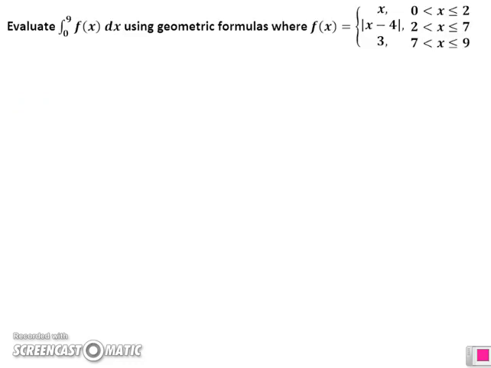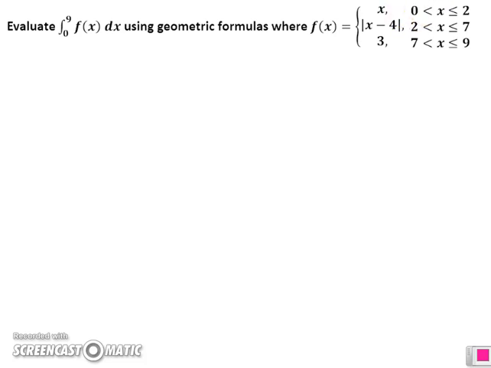Okay, let's do a piecewise function. Evaluate the integral from 0 to 9 of f of x using geometric formulas, where f of x is this crazy piecewise. We haven't learned integration formula stuff yet, so everything we're doing is just area under curves. All we know right now are geometry formulas to find the area. That's what's so awesome about calculus: you'll be able to find the area of curvy things and irregular shapes. But for now, let's stick with geometry.